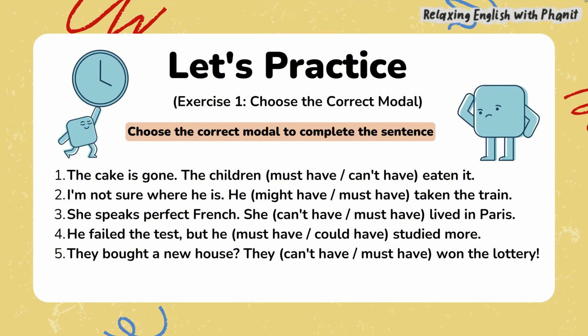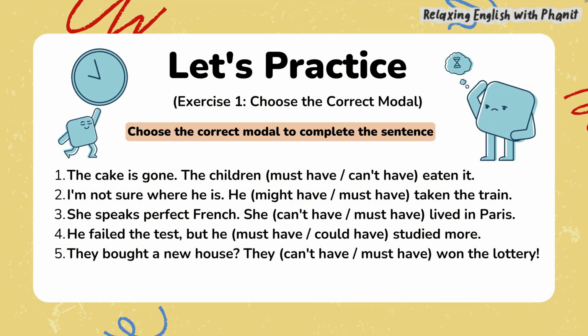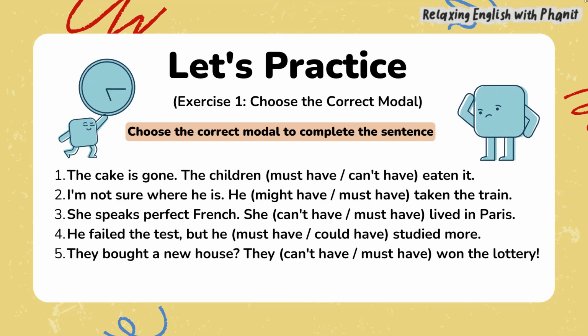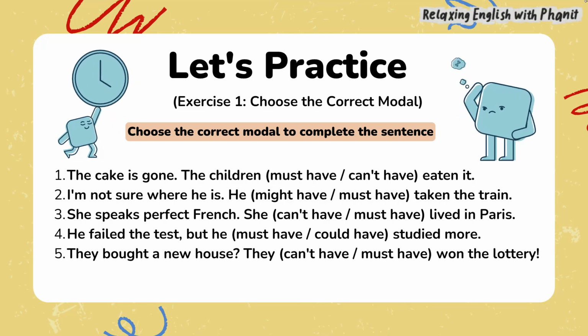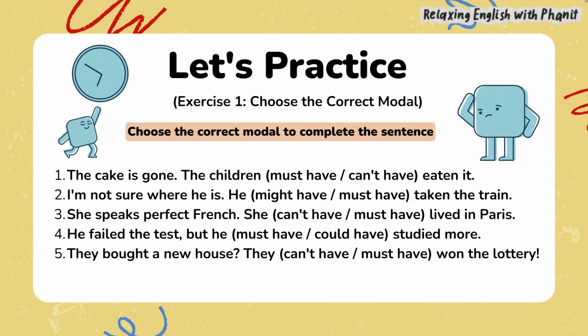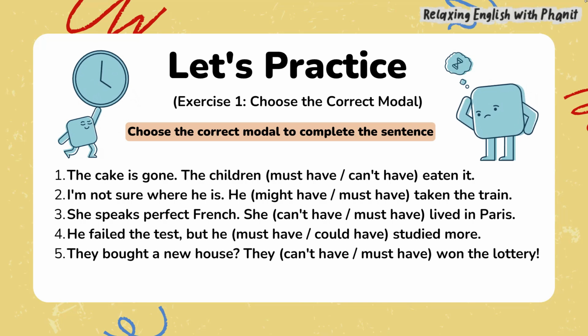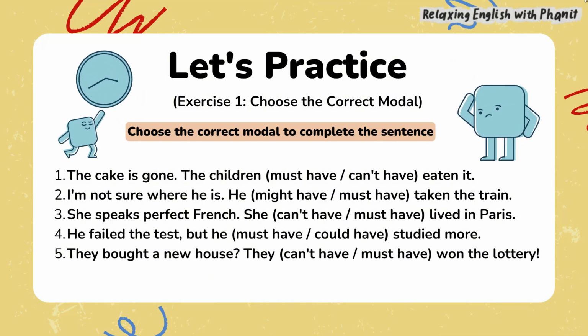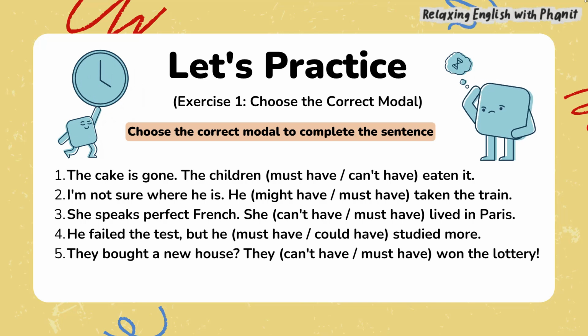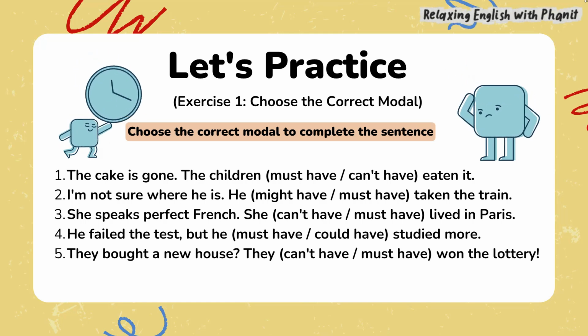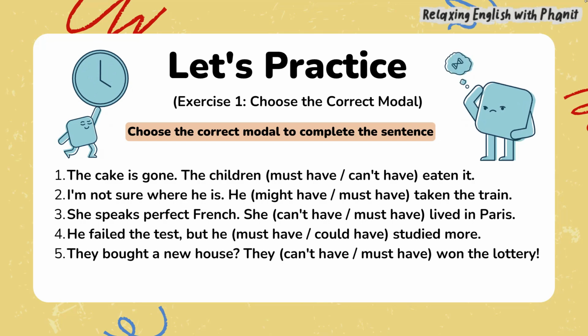Let's practice. I'll give you a situation and you choose the best modal. Pause the video if you need more time. 1. The cake is gone. The children must have or can't have eaten it. 2. I'm not sure where he is. He might have or must have taken the train. 3. She speaks perfect French. She can't have or must have lived in Paris. 4. He failed the test, but he must have or could have studied more. 5. They bought a new house? They can't have or must have won the lottery. Think it over and we'll go through the answers in a moment.